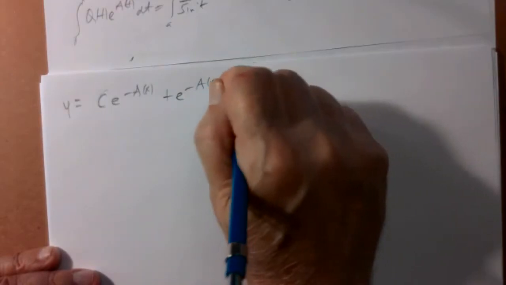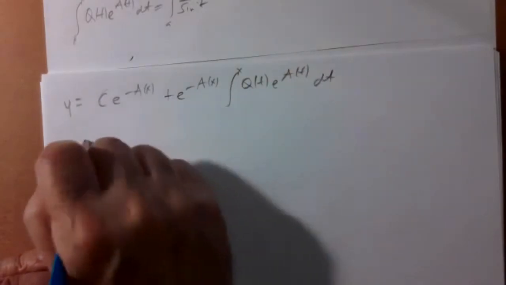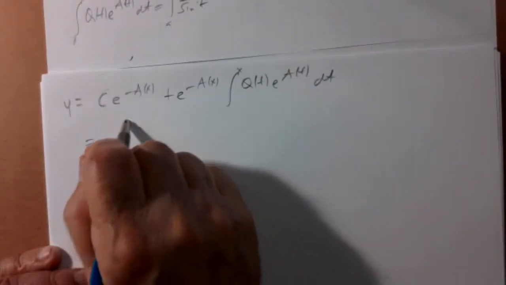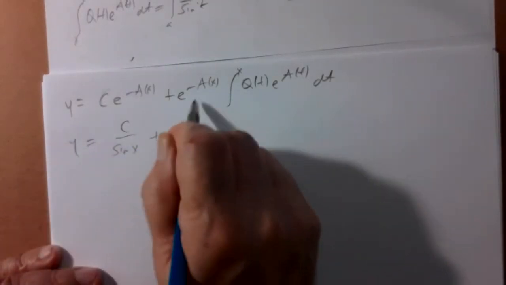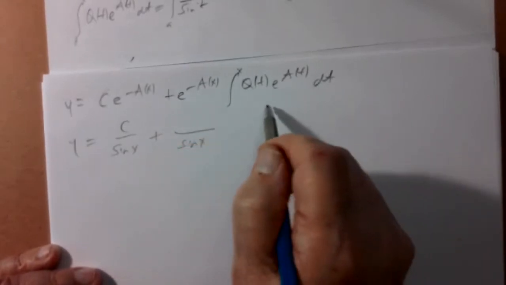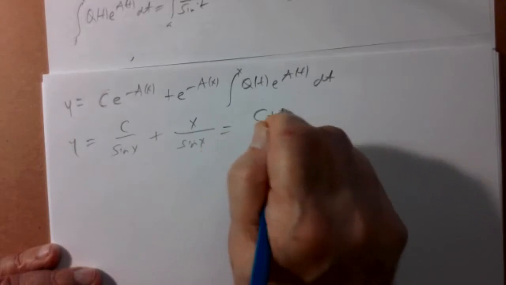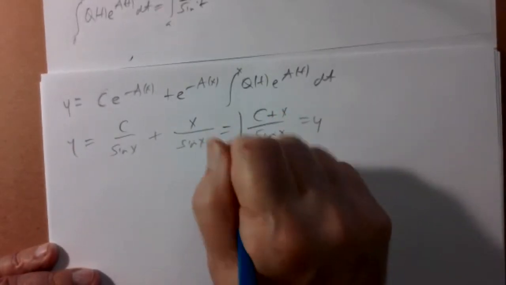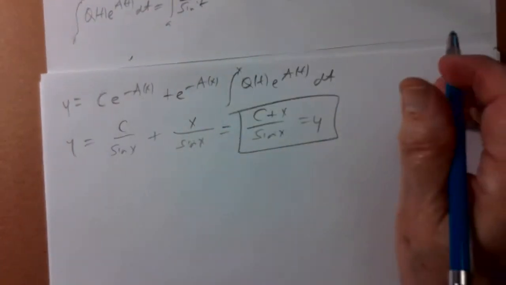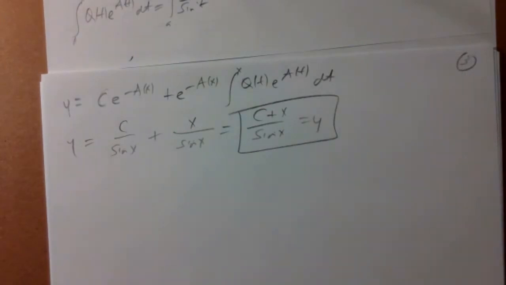So our general solution is y equals some constant e to the minus a of x. Let me just write down the general formula, plus e to the minus a of x, the integral to x of q of t e to the a of t dt. This is e to the minus a of x, 1 over the sine, so c over sine x, plus e to the minus a of x, that's 1 over sine x, and this integral is x. So we get c plus x over sine x. That is, I believe now correctly, the general solution to the differential equation.